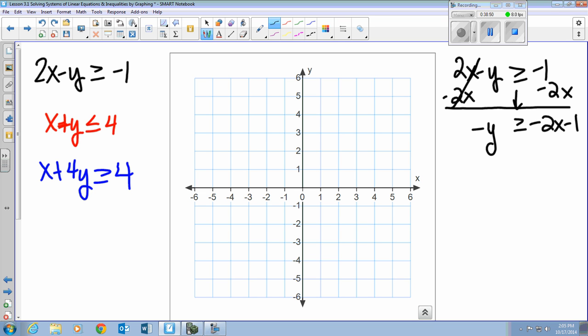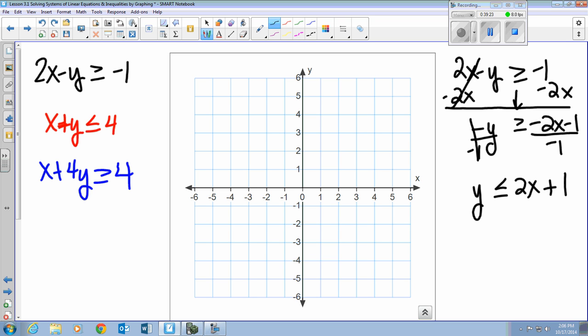What's happening to y? He's currently being multiplied by negative 1. How do I undo that? Divide by negative 1. What I do to one side, I do to the other side. Those will cancel. When I multiply or divide by a negative, I flip my sign. A negative divided by a negative is a positive. So I'm going to graph y is less than or equal to 2x plus 1.